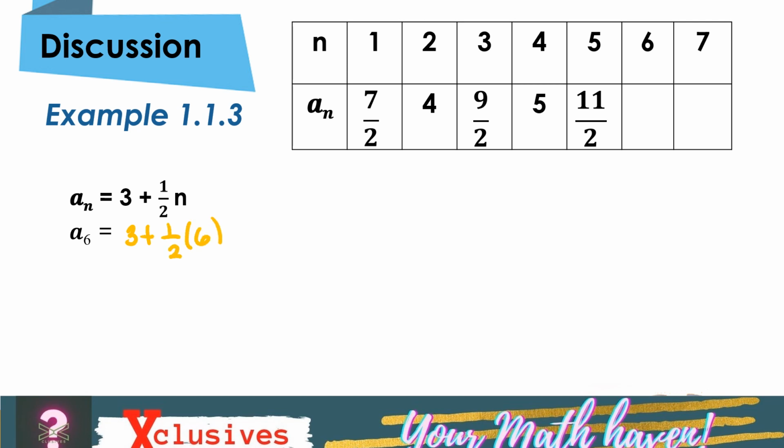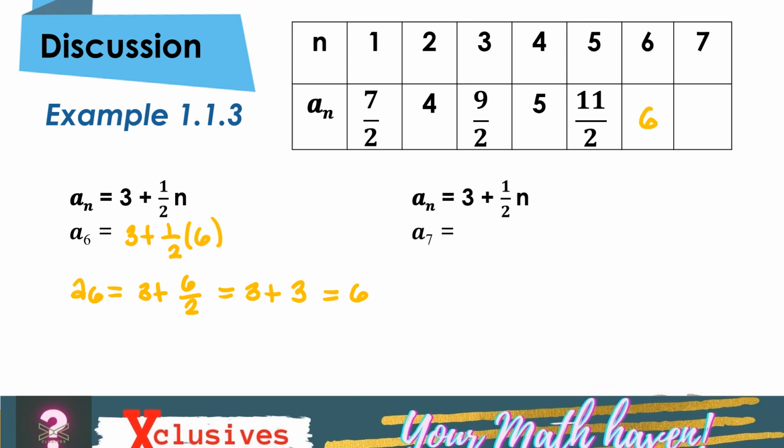Here n is 6. So 3 plus 1 times 6 is 6/2. Copy 3. 6 divided by 2 is 3. So 3 plus 3 is 6. And that's our 6th term. So here, our 6th term is 6. What about for our 7th term?